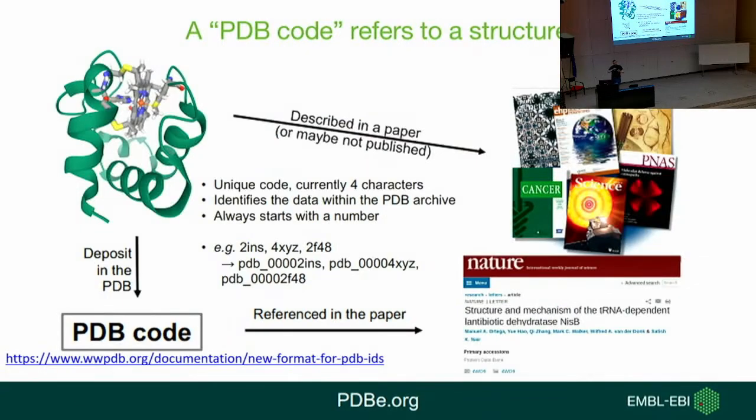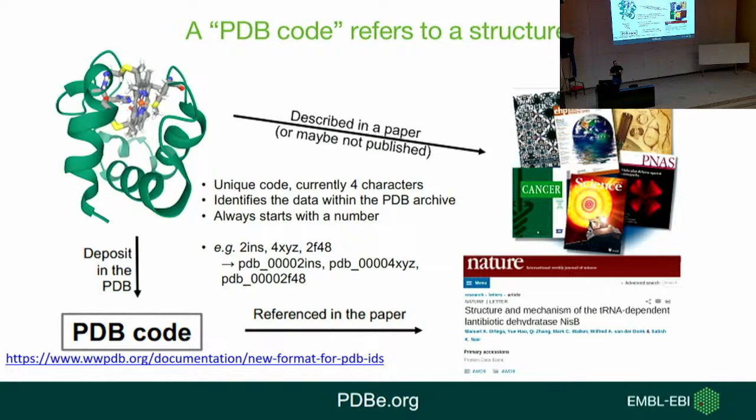Everything in PDB works around the PDB code. This PDB code basically points to the structure which is deposited. This structure is typically connected to some paper, but quite often it's not, because there were sometimes large screens of structures, and therefore there are no publications behind them. It's just the data directly from a synchrotron, for instance. And they can be referenced by this code. You probably know that there are 4 characters in those, like 2ENS and so on.